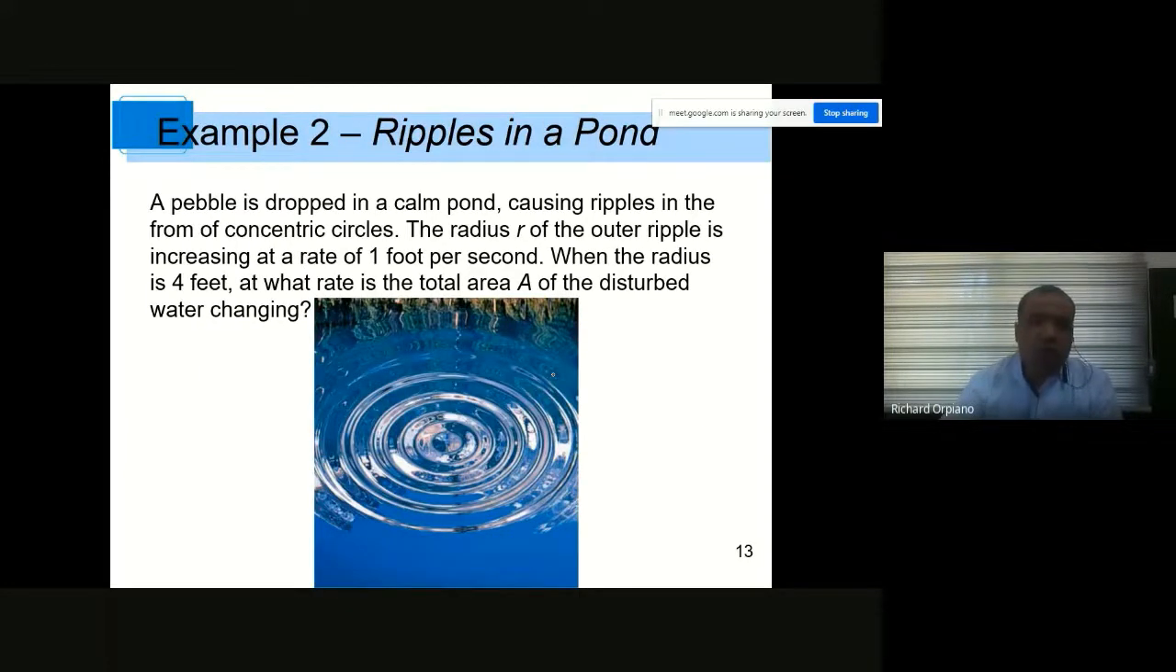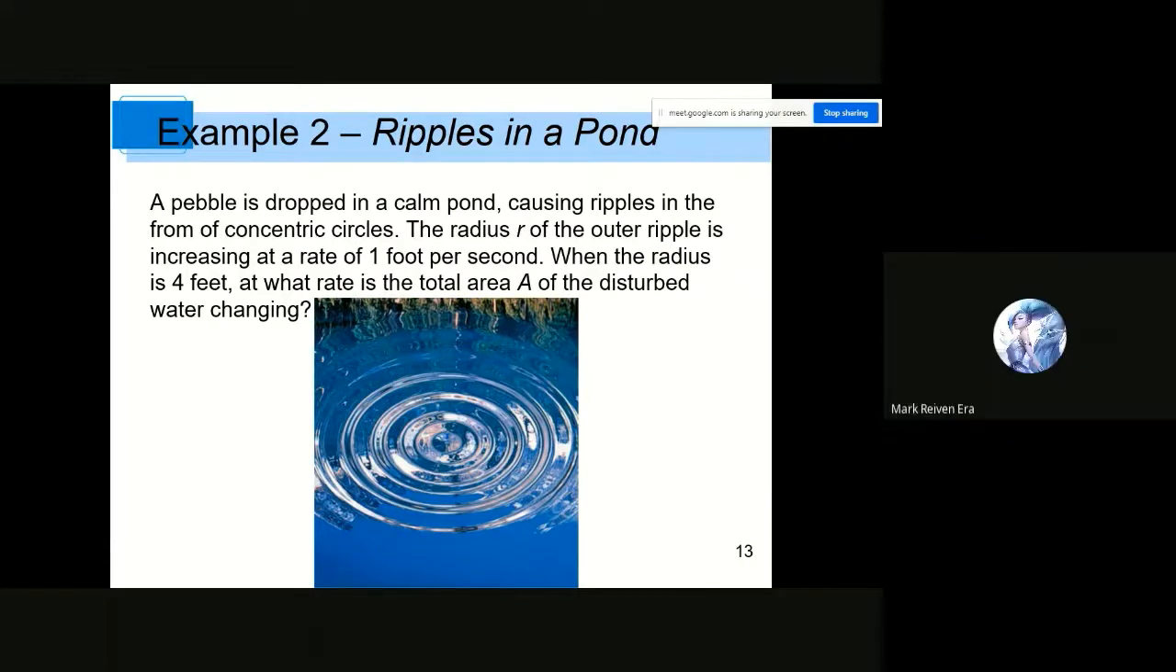So in this one, a pebble is dropped. Pakibasa, Miss Pia, pakibasa. May mic po si Miss Pia? Sige. Mr. Era. Thank you, Miss Pia.